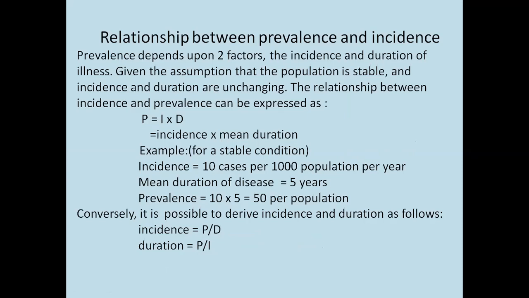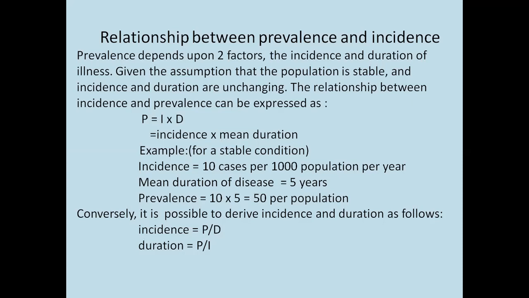Now, what is the relationship between prevalence and incidence? It depends upon two factors, the incidence and duration of illness. Given the assumptions that the population is stable and incidence and duration are unchanging, the relationship between incidence and prevalence can be expressed as P is equal to I into D. I means incidence and D means mean duration.